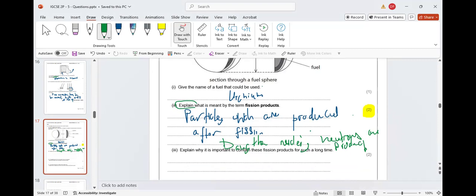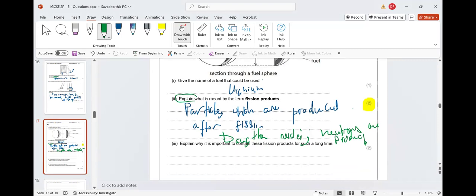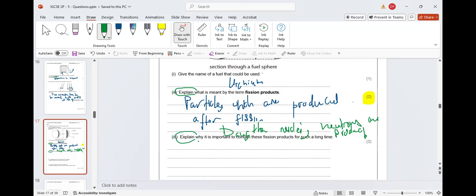So we need to grab 2 marks here. To grab 2 marks, you need to go into more detail in your answer. At least you need to write 2 points. If you write 3, 4 points, as long as you have time and you can manage your time, it's okay. You need to look at the command word, explain. In the previous question, they have said explain why it is important to contain these fission products for such a long time.